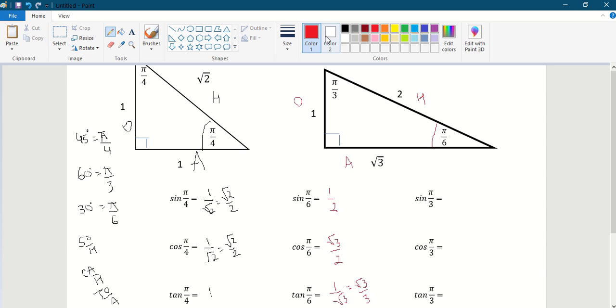Now if we were to look from this angle right here, this will be our opposite, this will be our adjacent, and the hypotenuse remains same. So sine pi over 3, from there opposite over hypotenuse will be root 3 over 2, cos pi over 3 will be half, and tan pi over 3 will be root 3 over 1, which will be root 3. So it's very similar numbers to the previous ones, just that now we are working in radians.